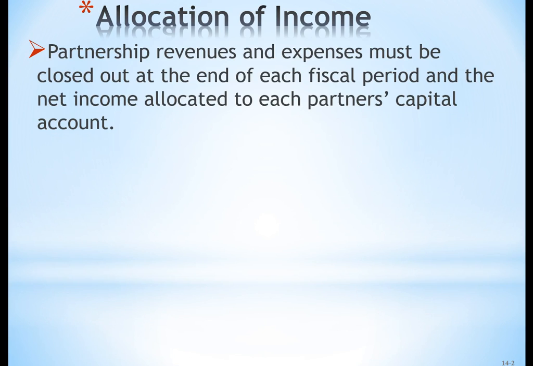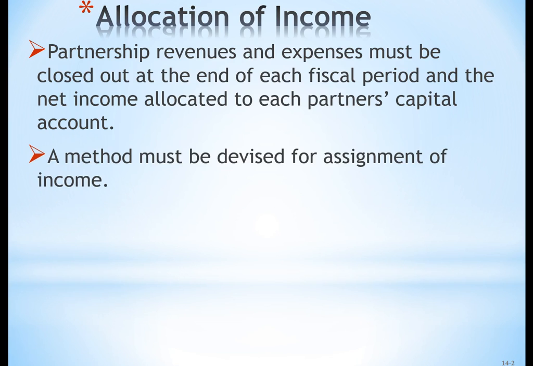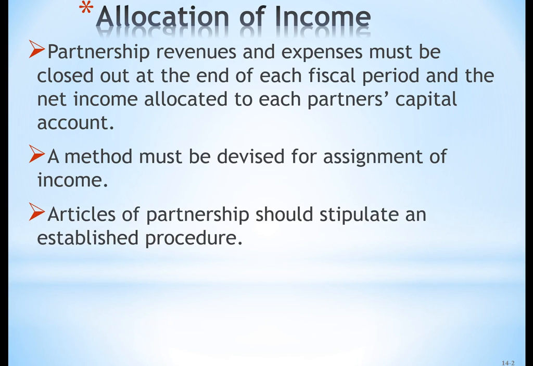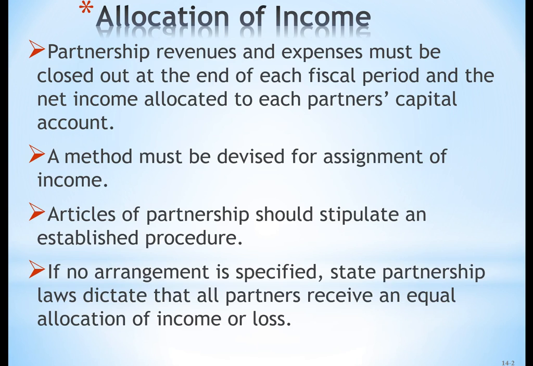Now, partnership revenue and expenses must be closed out at the end of each fiscal year and the net income allocated to each partner's capital account. A method must be devised for assignment of income. Articles of partnership should stipulate an established procedure, and if no arrangement is specified, state partnership law dictates that all partners receive an equal allocation of income or loss.